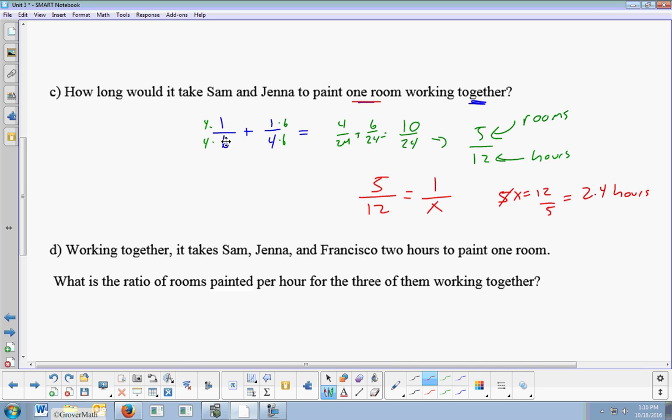I mean, think about it. It takes Sam 6 hours to paint a room. Jenna could do it in 4. So since Jenna can paint one room in 4 hours, you would think if she works with Sam, it's going to be less than 4 hours, and it is. It's 2.4 hours working together. So it's significantly less time. But that number makes sense. If it came out to be 17 hours, then obviously you did something wrong.